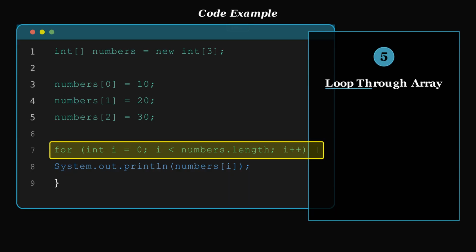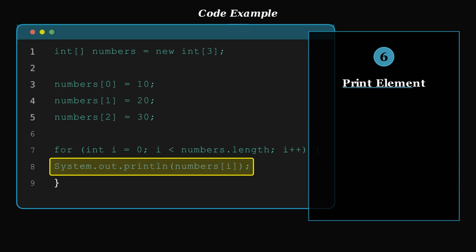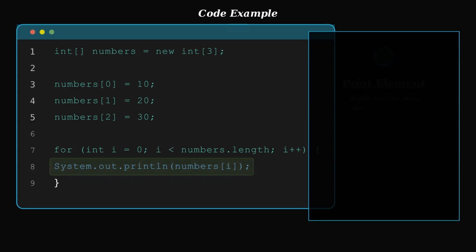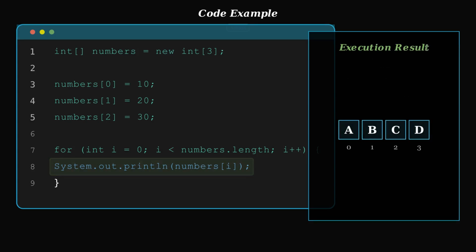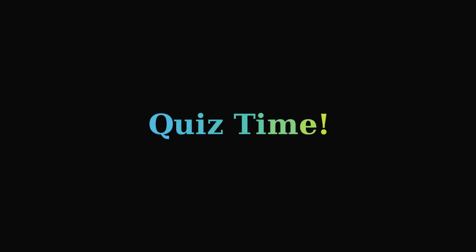Loop through array. Iterate over all elements. Print element. Display current array value. Now let's see the output of this code. Quiz time. Test your understanding.